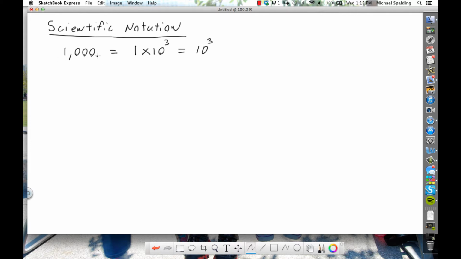Now notice which way we were moving the decimal for this one. The decimal started out here, and we're moving it to the left or to the right? To the left. 1, 2, 3. We scooted the decimal place over 3. When you move the decimal to the left, the exponent becomes larger. Exponent gets greater.